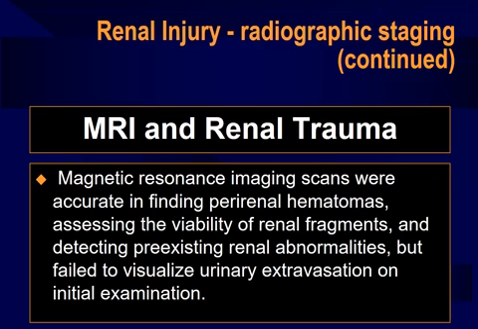In the recent era, regarding MRI and renal trauma, magnetic resonance imaging scans were accurate in finding perirenal collections, assessing the viability of renal fragments, and detecting pre-existing renal abnormalities, but failed to visualize any urinary extravasation on initial examination. You may need more than magnetic resonance imaging studies for the same patient to detect if there is extravasation in reality.